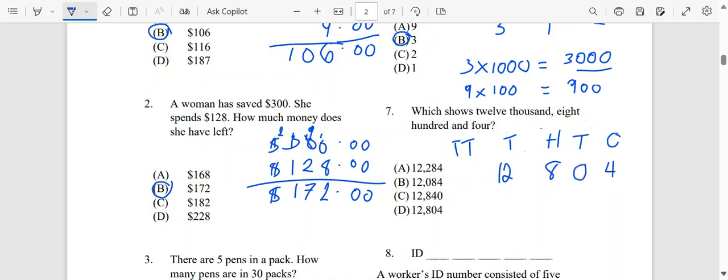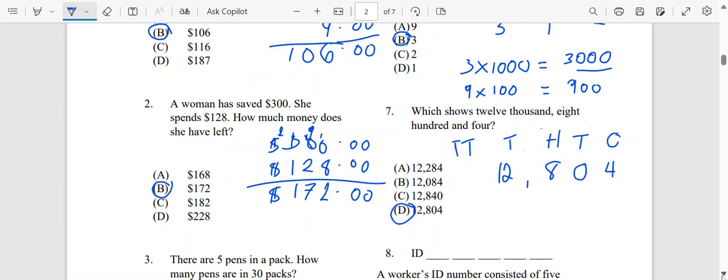So we know that we don't have any 10 right there, right? And of course, after every three digits, we put a comma, which we call a period, right? So of course, this is our answer, 12,804. And that would be D.